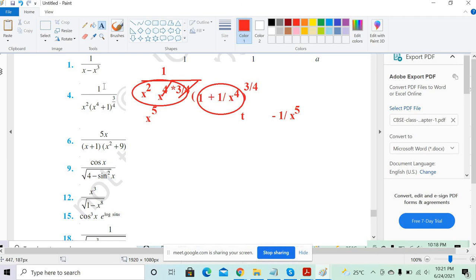Anything in the numerator, when you differentiate, the power will get reduced. Anything in the denominator, the power will get increased. That is what you need to understand. It's just based on that fundamental principle only. Clear? Understood? Yes, sir. Okay, super.